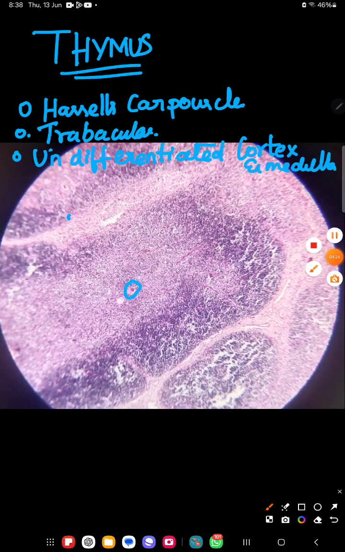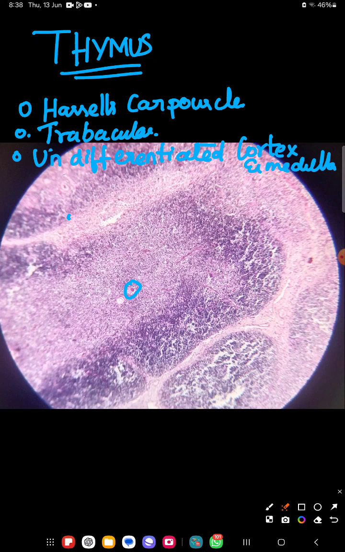This is a thymus. The thymus has a cortex. The Hassall's corpuscles are also seen in the medulla. It has trabeculae, a densely stained cortex and a medulla.